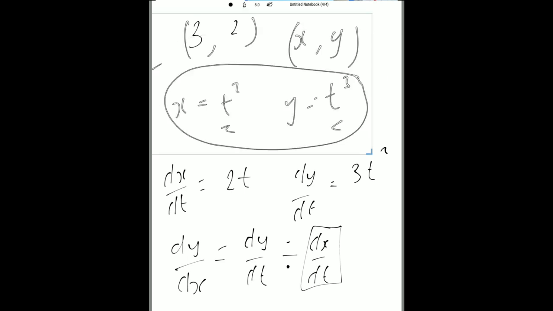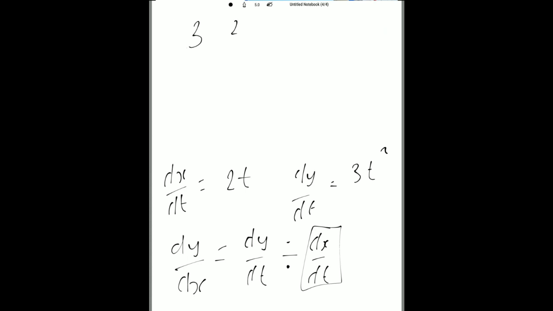So we know, let's write this, dy by dx. We know that dy by dt is equal to 3t squared. And we're dividing by dx by dt, where dx by dt is 2t. So what does that leave us with? That leaves us with 3 over 2t. 3 over 2t. And that is how we find the first derivative of a parametric equation.